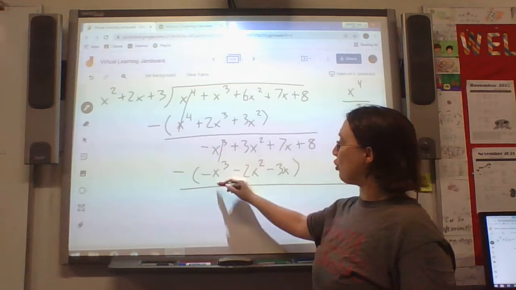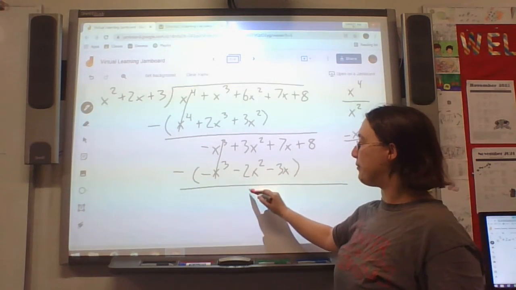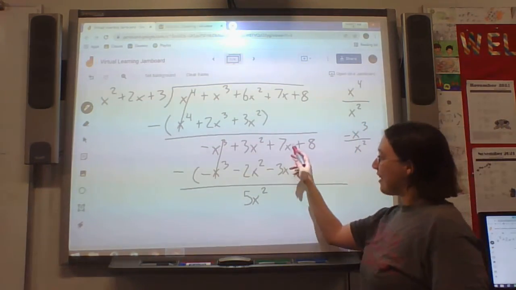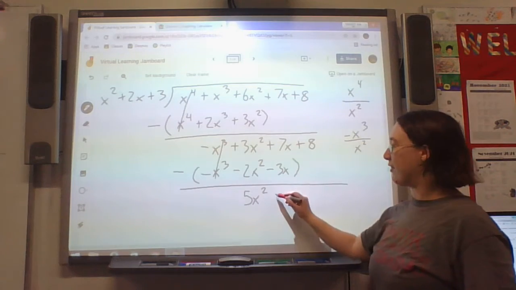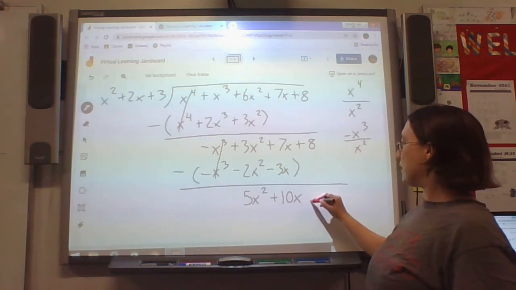Right. These are gone. 3x squared minus a negative 2x squared is going to be a 5x squared, which is why you don't want to lose any of those negatives. 7x minus a negative 3x is going to be a positive 10x. And then that 8 is coming on down.